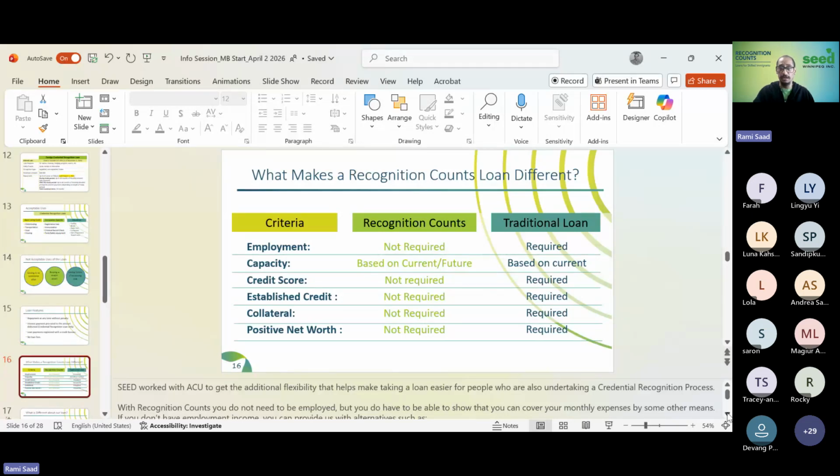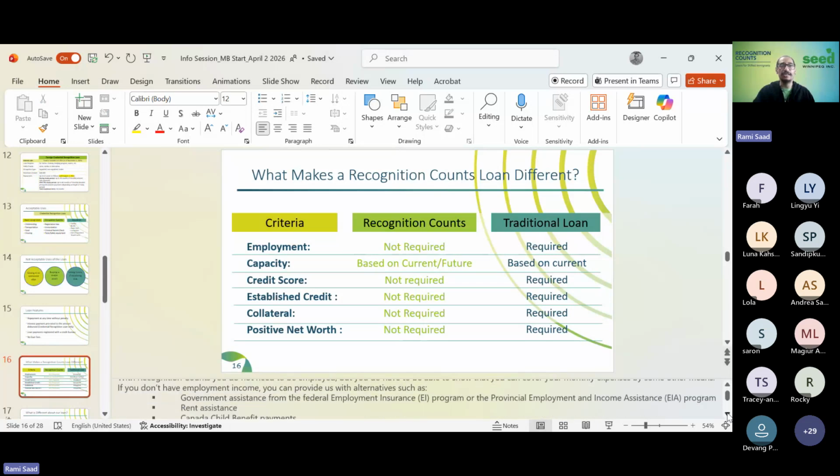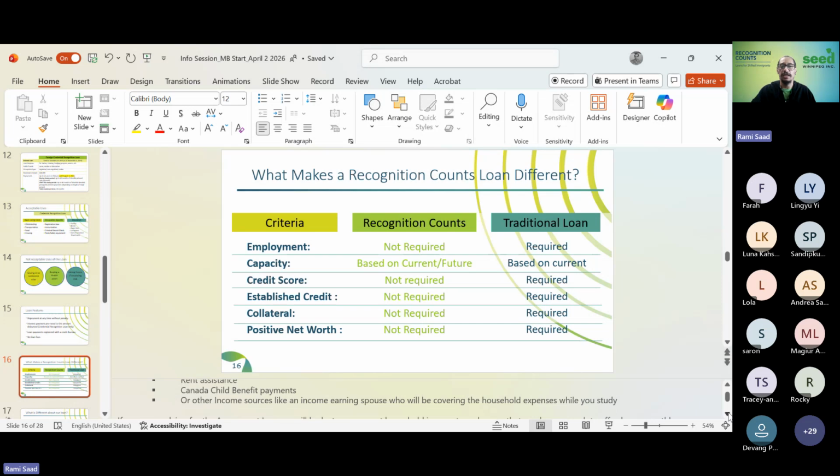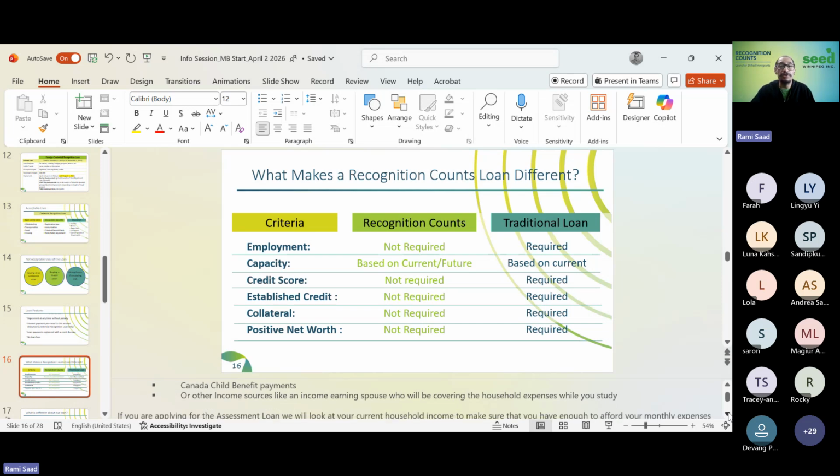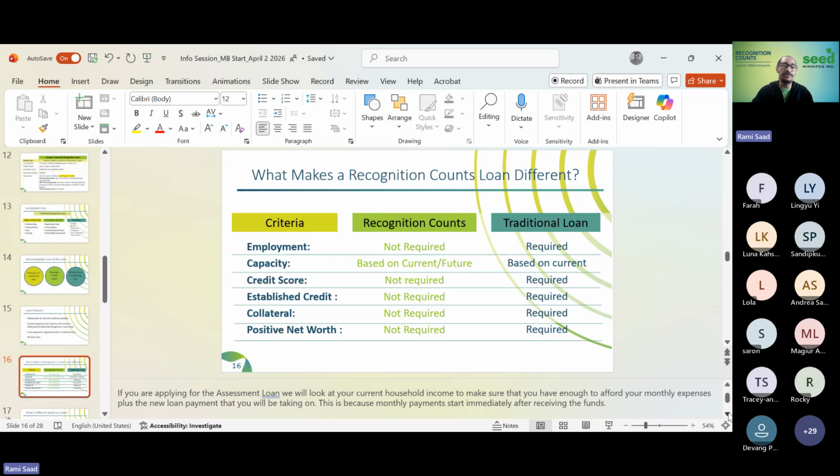That's one advantage. A second thing is that, before going for the capacity, for your employment, you will just need to provide any alternative showing that you have some money coming in. You don't need to prove it formally, but you can just tell us, for example, if you're receiving EI, rent assist, or Canada Child Benefit payments, or if your spouse is going to cover your expenses. So this is different from proving with a proof of employment. Okay.